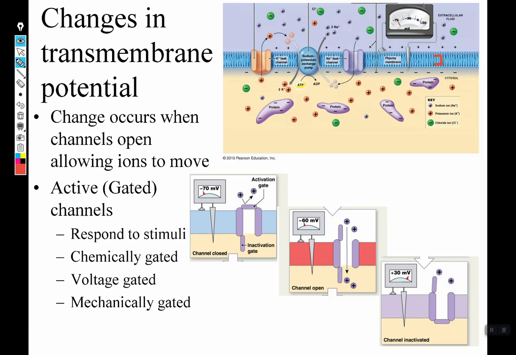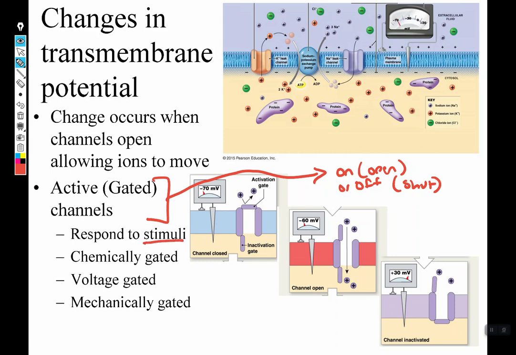So if you want to make a channel that is dependent, meaning it's open under some circumstances and not others, there's a couple ways to do that. One of them is voltage gated, meaning if the membrane potential changes to their favorite voltage, they will open up, and if it's not at their favorite voltage, they will shut. So gated channels, the beauty of these is they can be turned on, open, or off, shut, according to a variety of stimuli and under a variety of conditions.